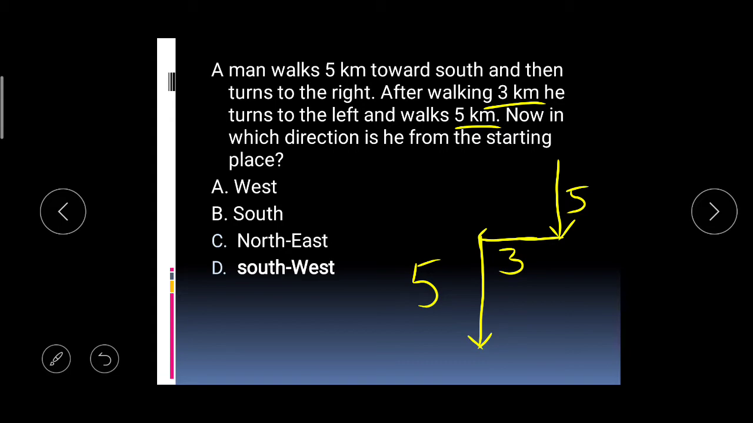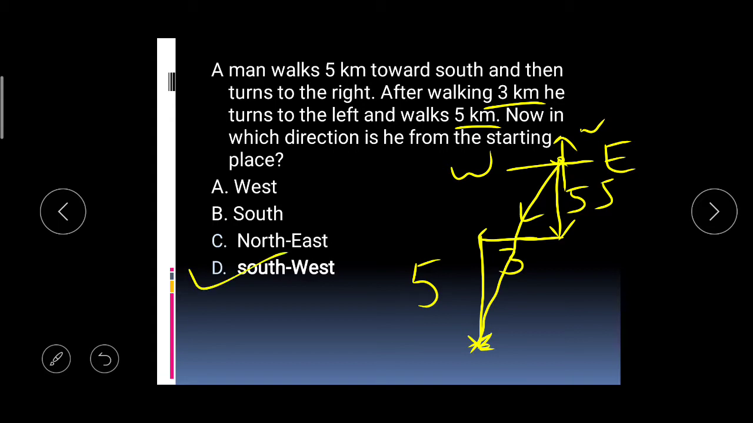Now, in which direction is he from the starting point? The starting point is here, and the final point is here, right. So, if I plot a small direction from here, this is north, this is south, this is west, and this is east, and this is somewhere here, right. So, this is which direction? This is southwest. So, our answer is southwest.